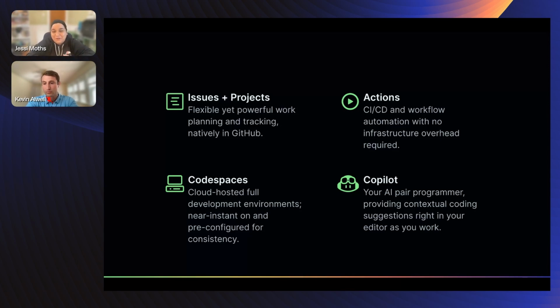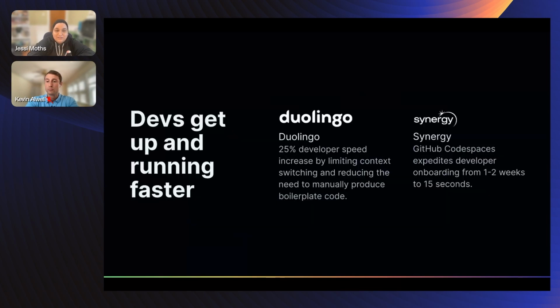It's your AI pair programmer for GitHub and helps provide contextual coding suggestions right in your editor as you work. So why are these important? Well, some of these help your devs get up and running faster, right?